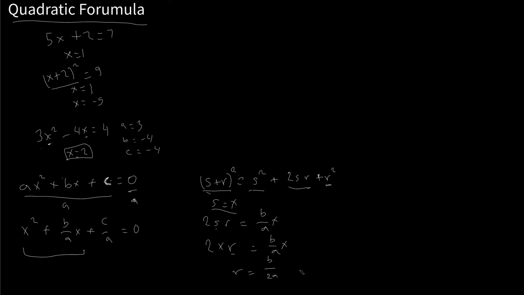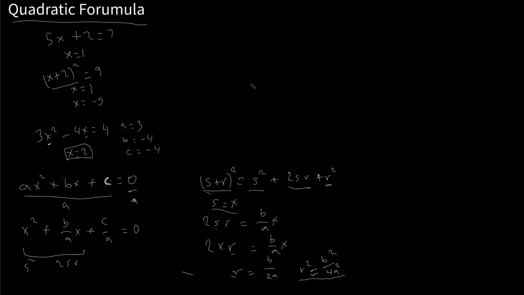And therefore r squared is b squared over 4a squared, because the square of b is b squared and the square of 2a is 4a squared, right? So now that we have our r squared, we took this over here to be s squared, we took this to be 2sr, and now let's add our r squared, right?